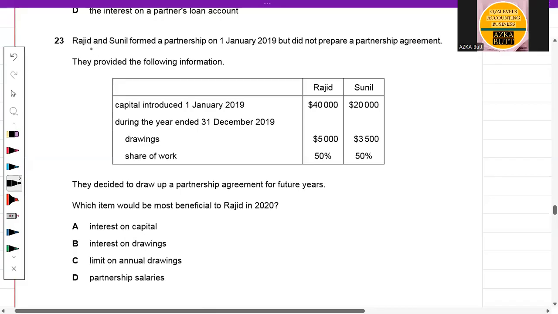Okay, so we have question number 23. Rajat and Sunil formed a partnership on 1st January 2019 but did not prepare a partnership agreement. They provided the following information.